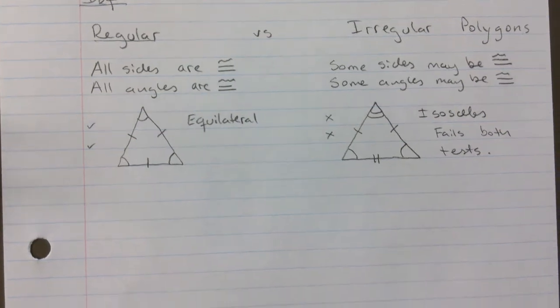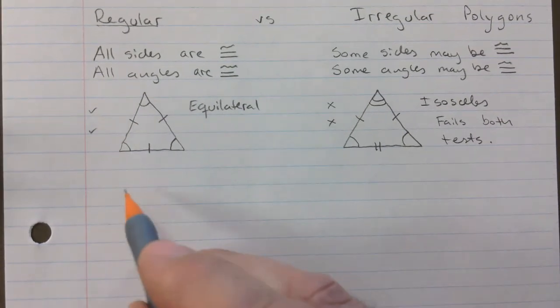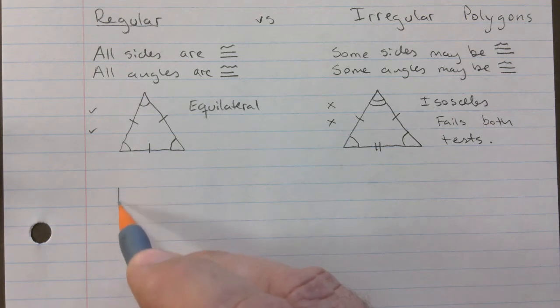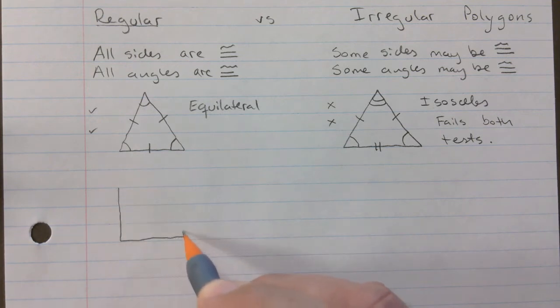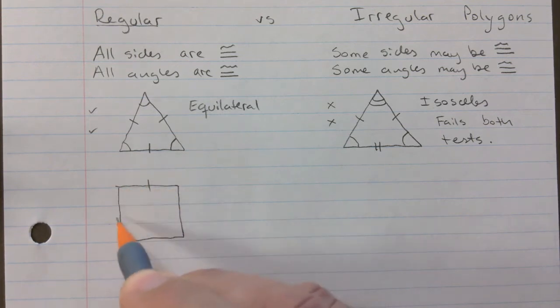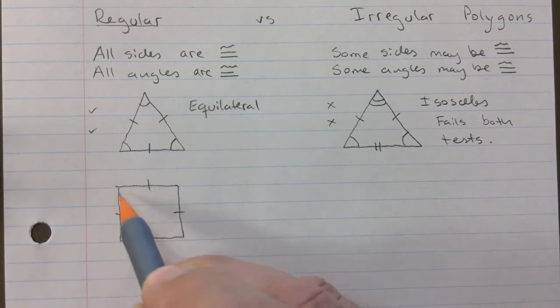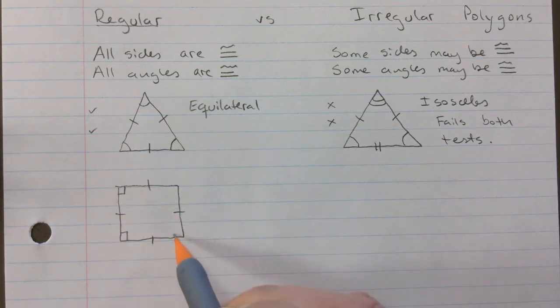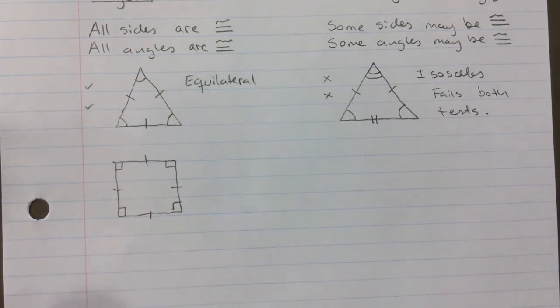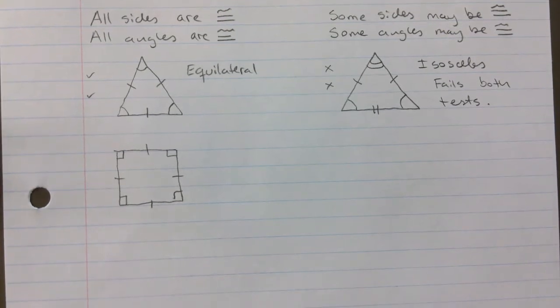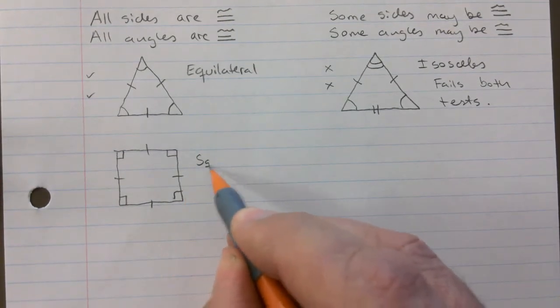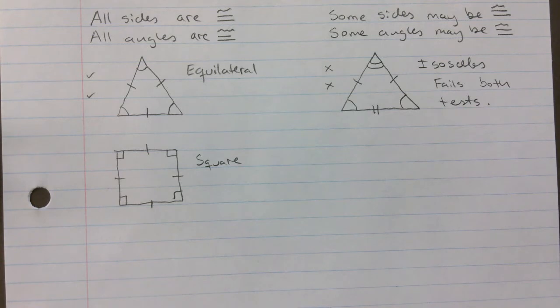Okay, then we have quadrilaterals, which are four-sided. You have your square, and all four angles are the same. All four sides are the same. That would definitely be a regular polygon. So you go check and check.